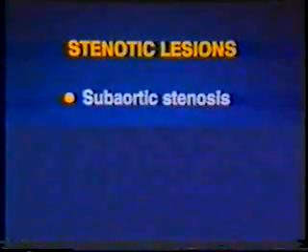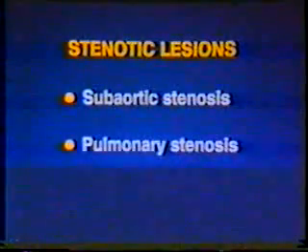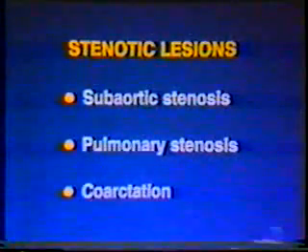We have now completed discussion of shunt lesions. Let us turn our attention to stenotic lesions. Since aortic stenosis has already been discussed on tape number 4, in this tape we will discuss subaortic stenosis, pulmonary stenosis, and coarctation of aorta.